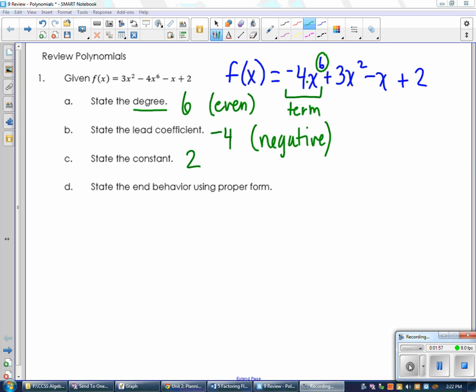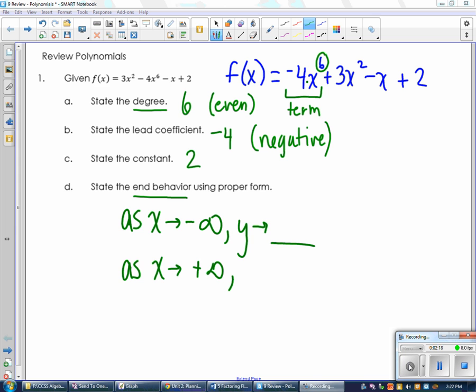Then it says to state the end behavior using proper form. What this means is, this is the statement where we talk about as x approaches. If we think about the left-hand side first, we'd be saying as x approaches negative infinity, what's going on with y? We have to figure that out. And we also have the statement as x approaches positive infinity, where is y going? What's happening to the graph? Well, it's hard to do that off the top of your head. I think it really helps to draw a picture.